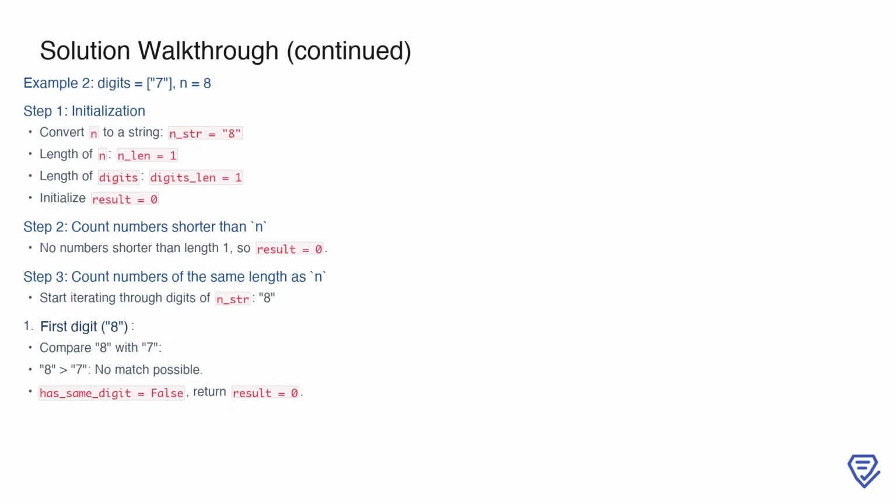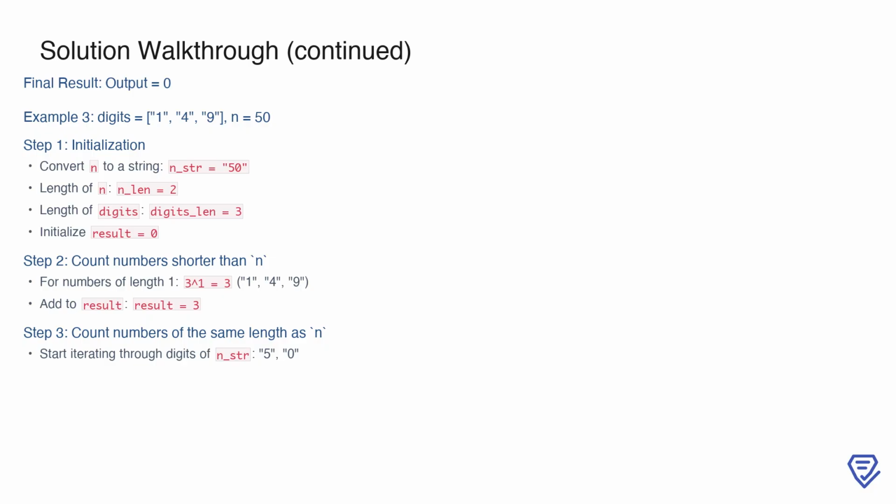0. Now, we proceed to count numbers of the same length as n. The only digit in n_str is 8, so we compare it with the single digit in our set, which is 7. Since 8 is greater than 7, no match is possible. We set has_same_digit to false and return the current value of result. Therefore, the final output in this case is 0.